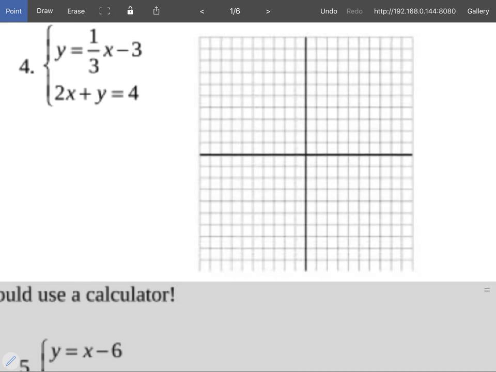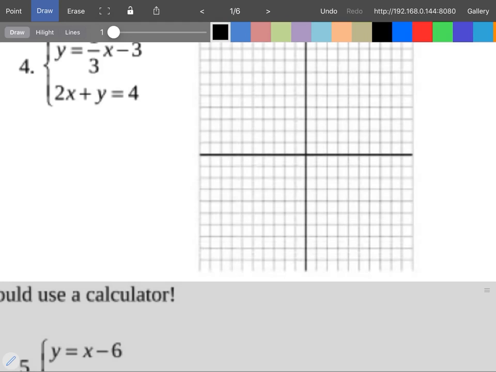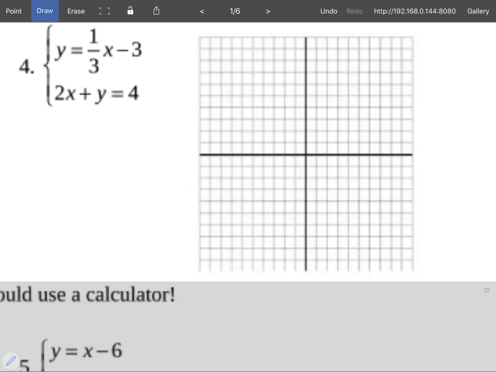So there's 4. The top equation is in slope-intercept form already. To be in slope-intercept form, you want to solve for 1y. So you want 1y all by itself on one side of the equation, which you already have. So that means that your y-intercept on this one is, again, -3. So we could plot that point on the y-axis at -3.